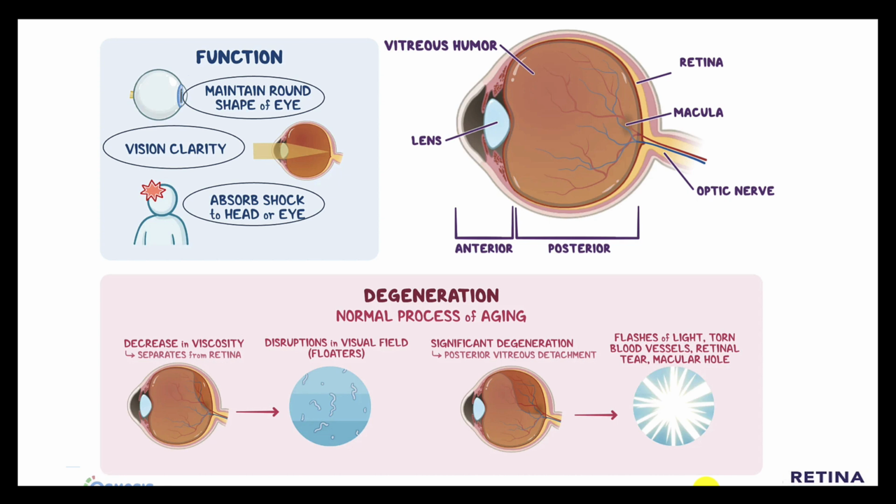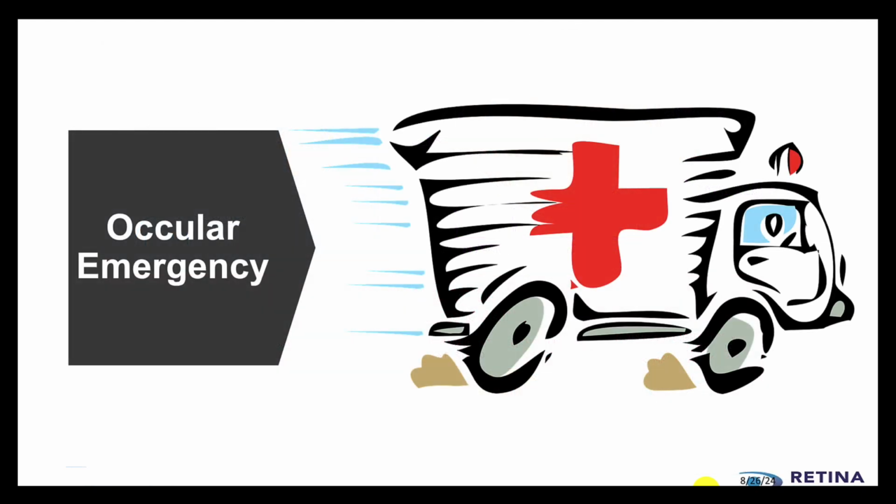So if anybody sees these flashes of light, they must go immediately to an ophthalmologist to get that checked out. In other words, seeing those flashing lights in the eye signifies a problem and must be dealt with immediately. We have to stress this is an ocular emergency and needs immediate attention.